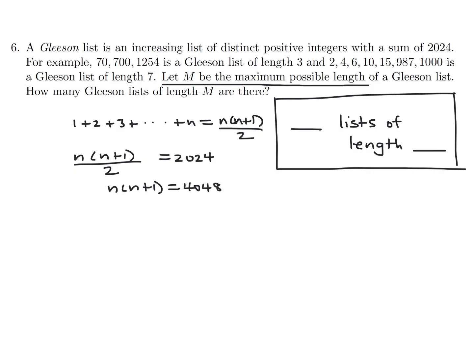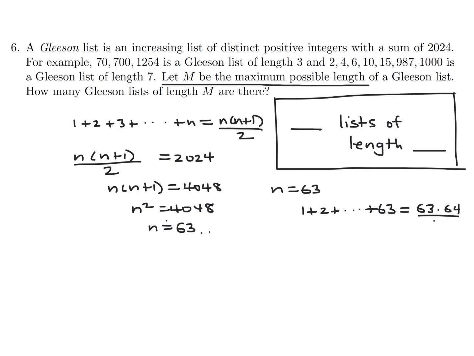And instead of doing a quadratic, I'm just going to treat it like n squared, just to get an approximation. And when you do this, you'll get approximately n is equal to around 63 something point something. So let's see what happens. Let's say n is 63. Then it would be 1 plus 2 all the way up till 63. That sum is 63 times 64 divided by 2, and that is 2016. Okay?